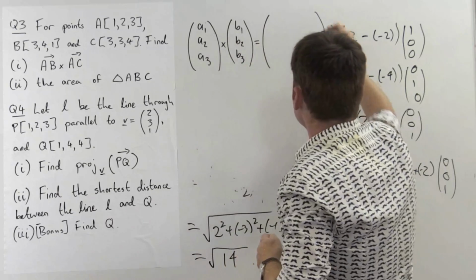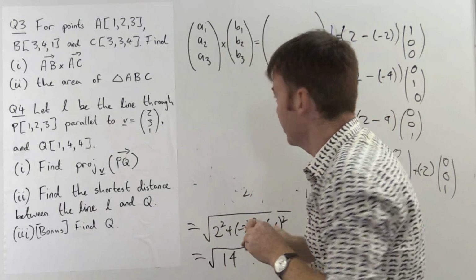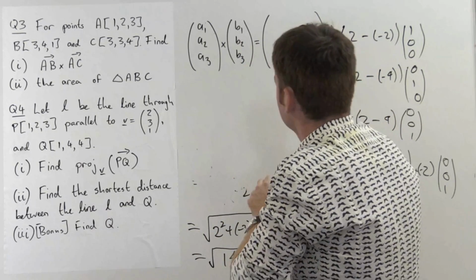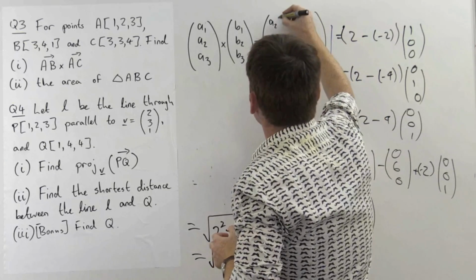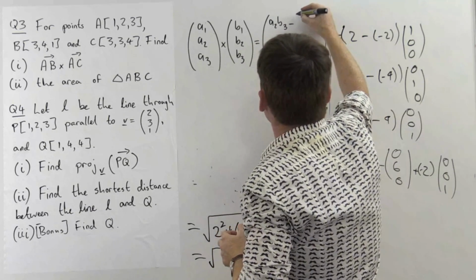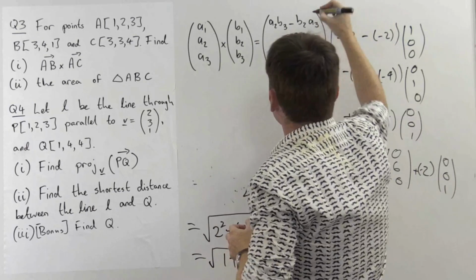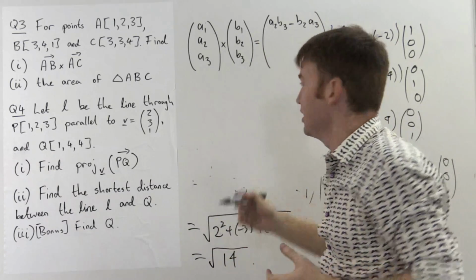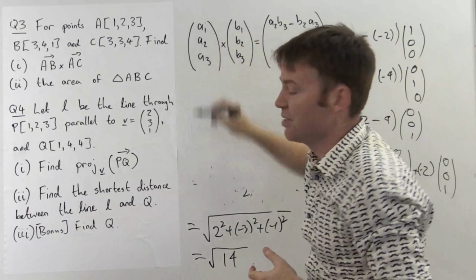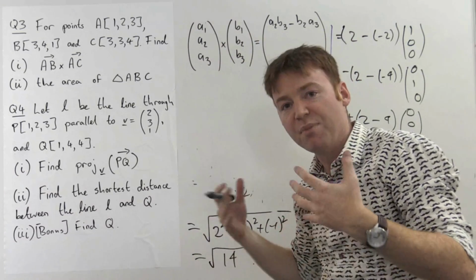So you have to remember some kind of device to compute the cross product. Here's one you might like. Here's the first line of it. It's that times that minus that times that. But then you need to remember what goes elsewhere.